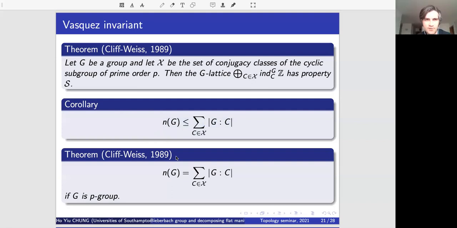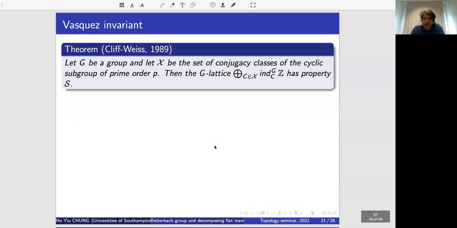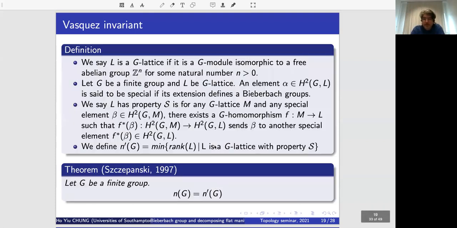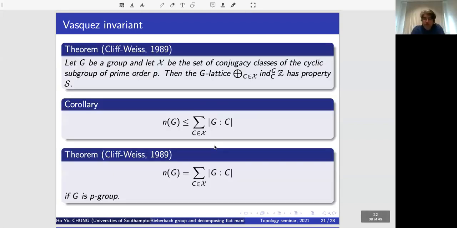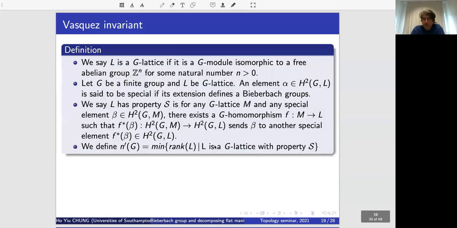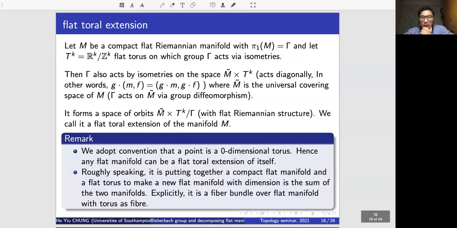Any other questions for Ho Yiu? In the decompositions, you said you're trying to write the manifolds as products. In your examples, you had fiber bundles. Yes. So when do you get products? Or do you always get products? Oh, you mean here? On the right, you write this as a product, not as a fiber bundle.